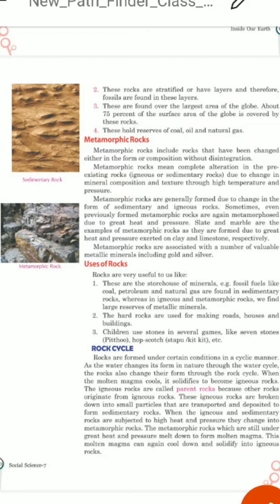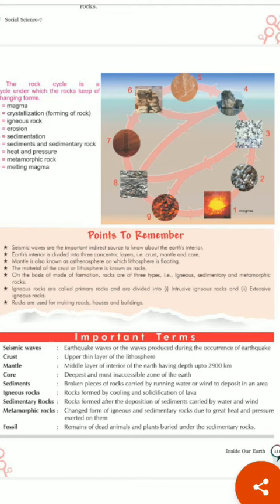Metamorphic rocks. Metamorphic rocks include rocks that have changed in form or composition without disintegration. Metamorphic means complete alteration in the pre-existing rocks due to change in the mineral composition and texture through high temperature and pressure. Metamorphic rocks are formed due to the change in the form of sedimentary and igneous rocks. Sometimes even previously formed metamorphic rocks are again metamorphosed due to great heat and pressure. Slate and marble are examples of metamorphic rocks.